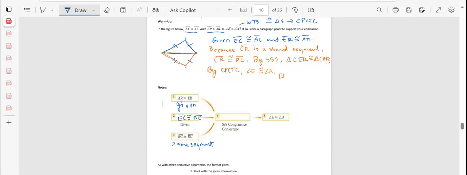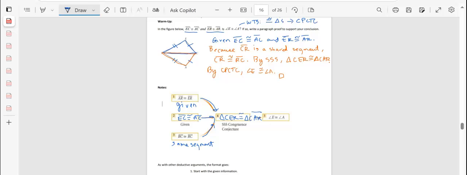What I want you to notice is these three statements are not connected by arrows. They're independent statements. But then an arrow comes from each of them to the fourth box. And that's because to show that side, side, side is our congruent shortcut, we need to have all three sides congruent. And that has to be established before we use side, side, side. So then once we have those three pieces, we draw arrows from each of them to step 4. And then our statement is that triangle CER is congruent to triangle CAR.